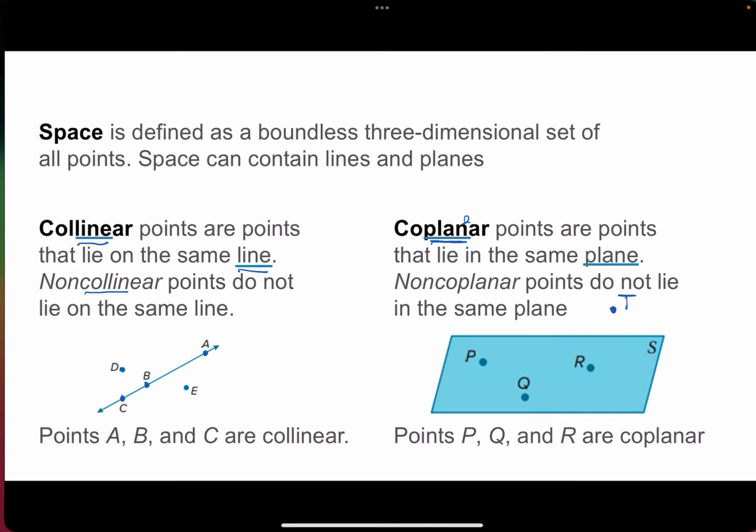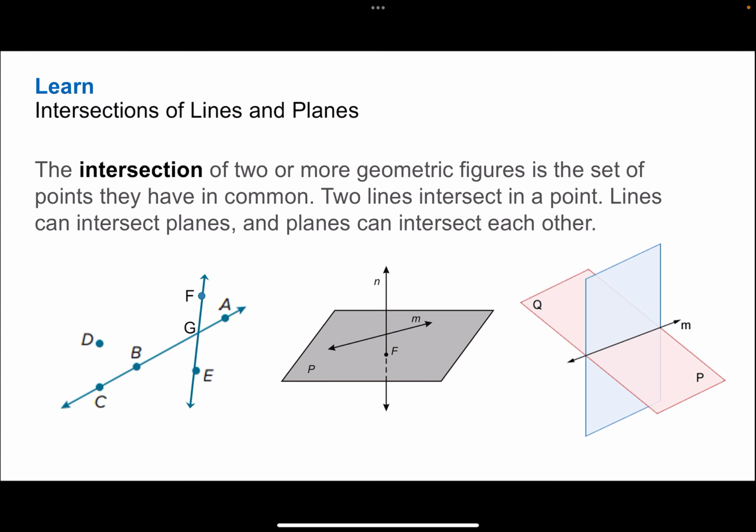All right, so our last term for this piece is called intersection. And the intersection of 2 or more geometric figures are the points that they have in common. So 2 lines might intersect in a point. If I have line AB, for example, here's A, here's B, and I have line FE as well. AB and FE are intersecting. We get lazy and don't put the dot there, but notice that G has been listed here. G is the intersection point of those 2 lines.